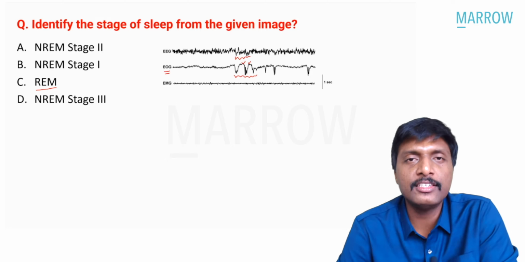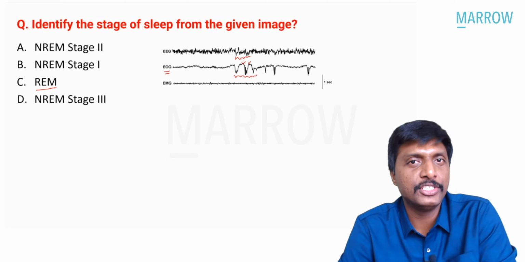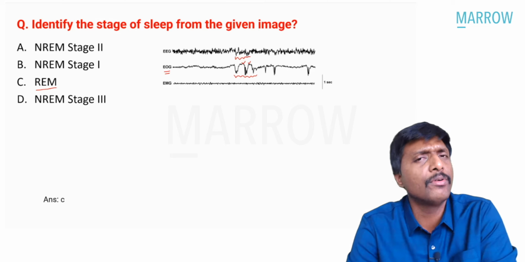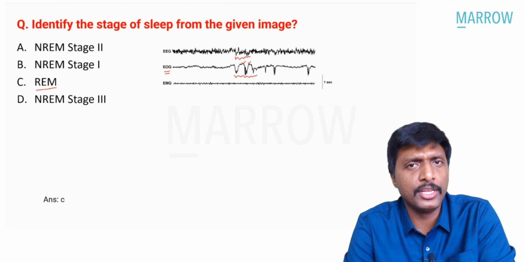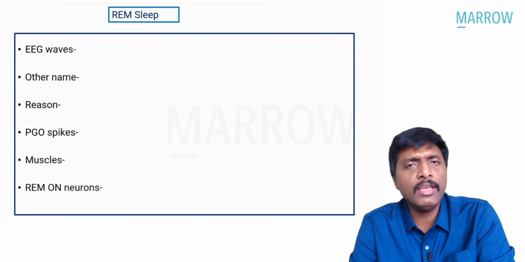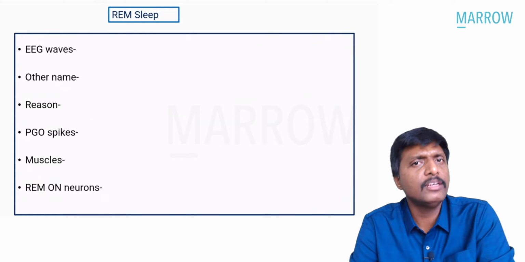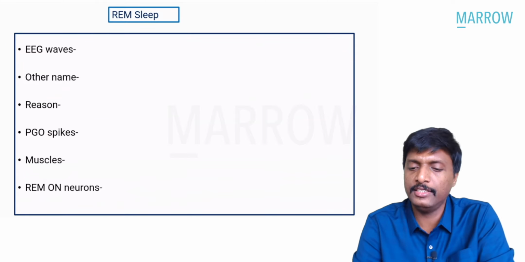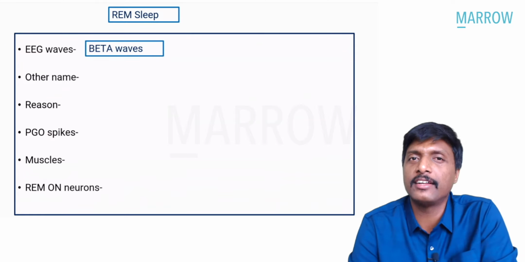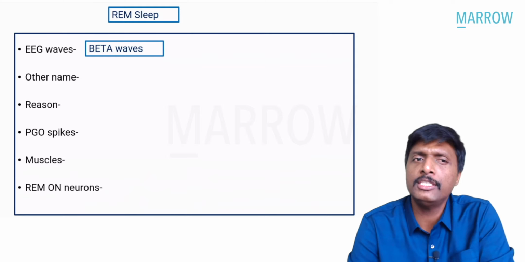And what is this sleep, sir? REM sleep. Asked many times before, no confusion, it is REM. Now, what is the EEG waves in REM sleep? I told you already. Because the EEG resembles wakefulness, you will see beta wave. Yes, sir. The wave of attention, the wave of wakefulness, beta wave.